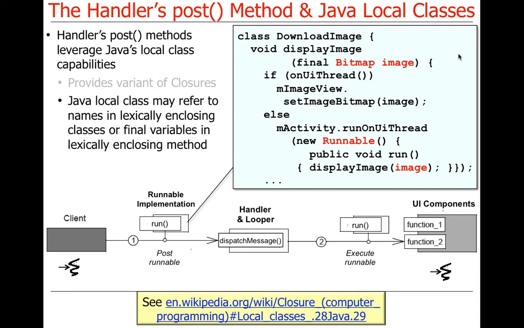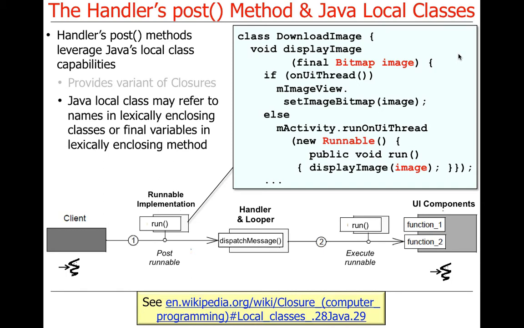Basically what it allows you to do is create an instance of an anonymous class here. So here is the closure that we're creating. This closure can actually access a variable that is outside of its scope. It's what's called the enclosing scope. So this closure, or this local class, is in the context or the environment of this display image method. And since this bitmap image is a final parameter, we can reference it down here in this closure.